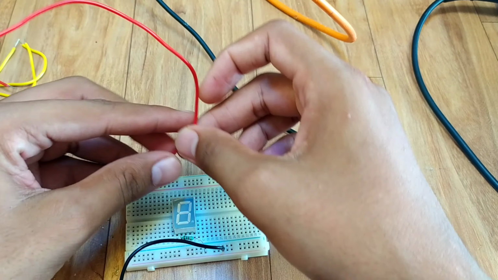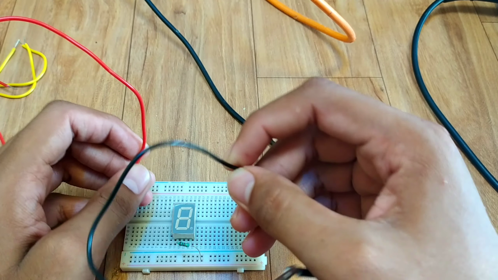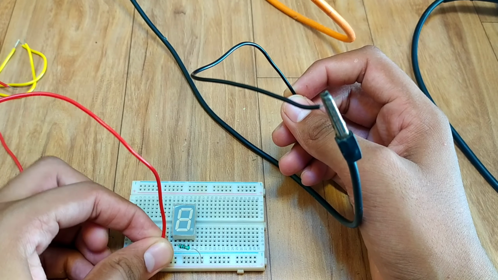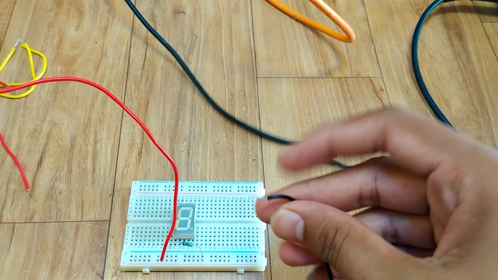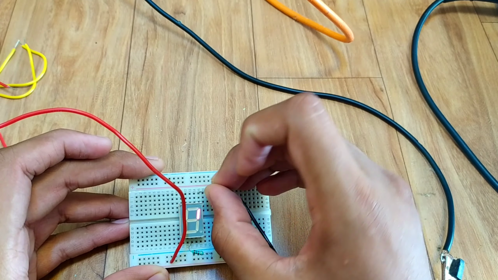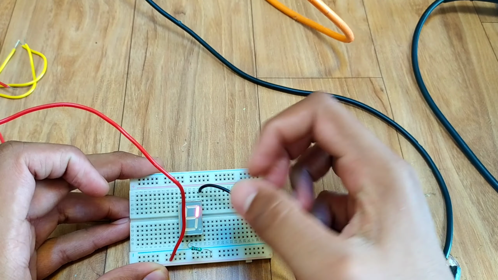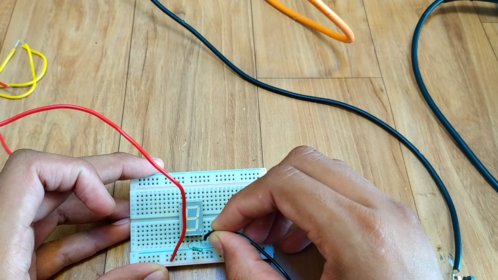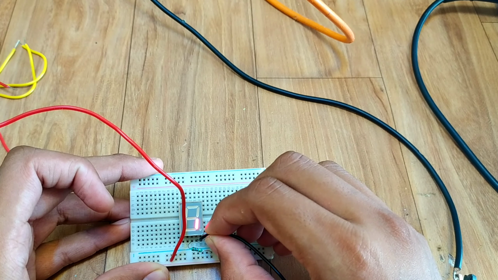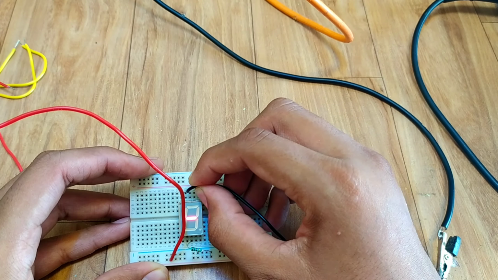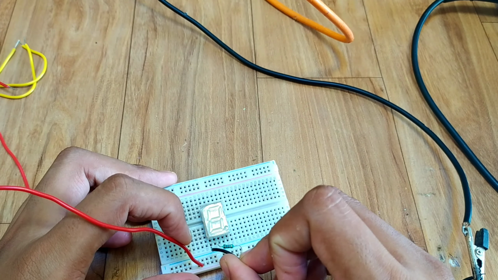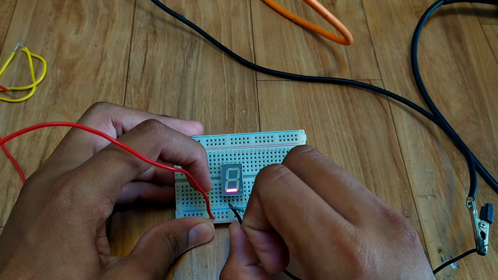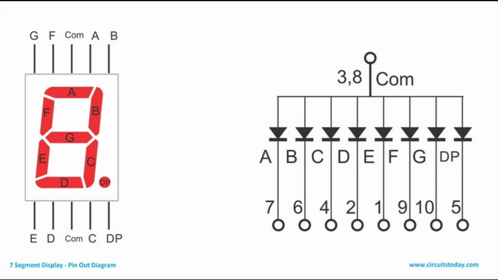Here you can see no segment is lit, so I will reverse the connection. As you can see, the segment lights up, so this is a common anode type LED display. This is how you can also check whether all the segments are working or not. Here is the pin number and internal diagram.